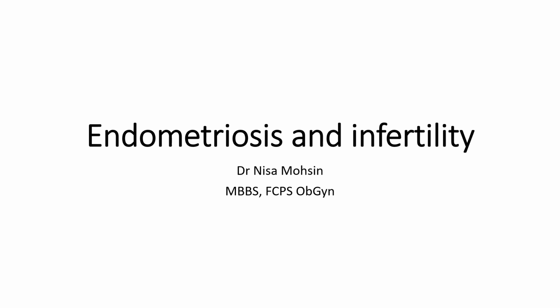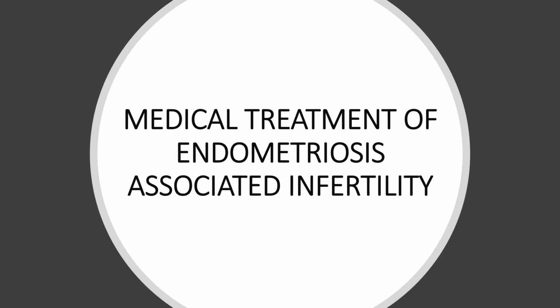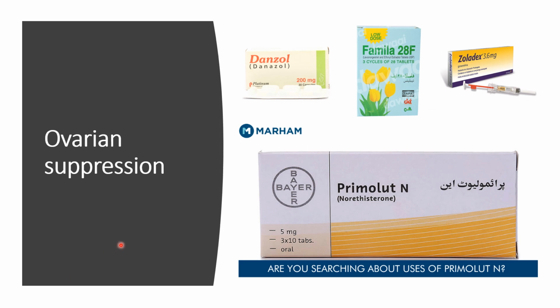So starting with today's lecture, we will be discussing recommendations which are presented in the ESHRE guidelines, and after that we will discuss the final outcome of all the recommendations. This is regarding the medical treatment of endometriosis associated infertility: what medical treatment or what ovulation induction drugs are recommended to use in infertility that is because of endometriosis. Okay, so we will talk about ovarian suppression. What is this? To suppress the menstrual cycle, to suppress the periods. Is it recommended in endometriosis or not?